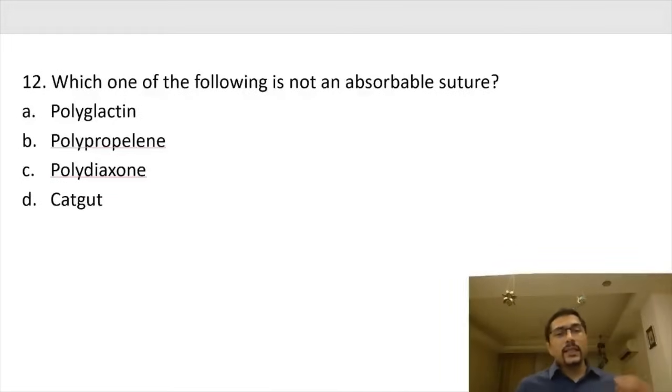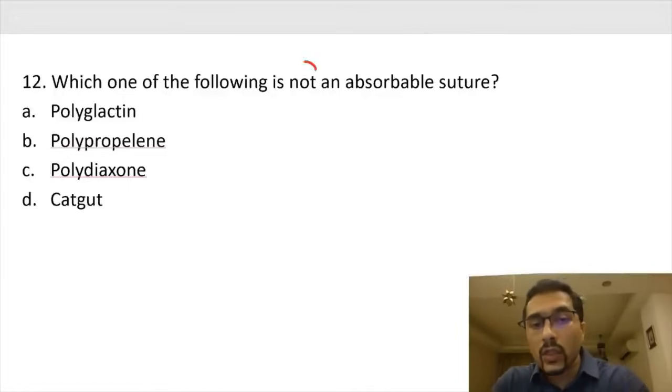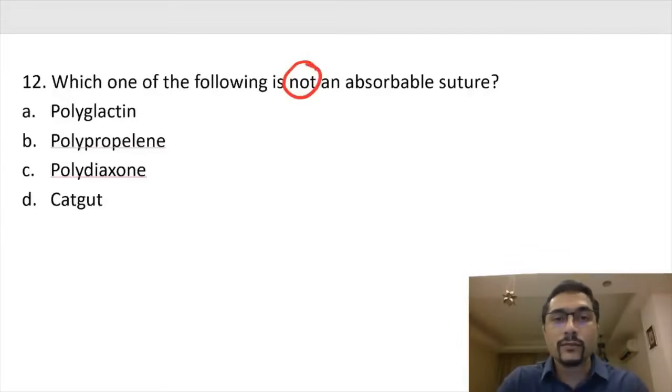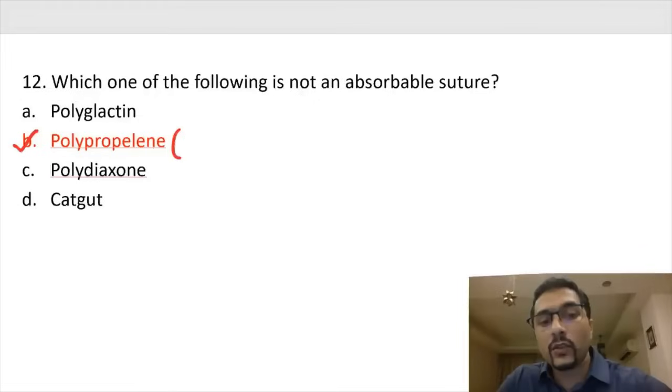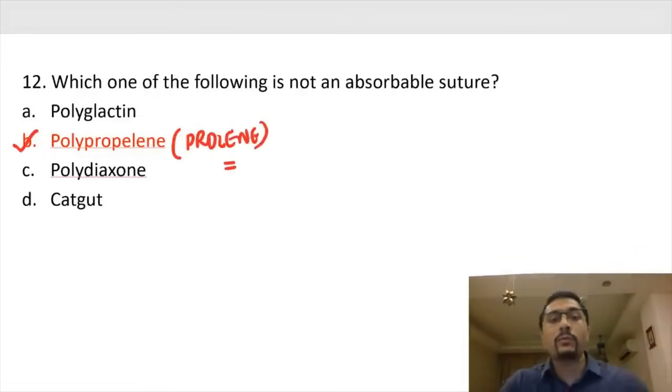So invariably there is one question from sutures in your exam, and the question here is, which one of the following is not an absorbable suture? Right? Options are polyglactin, polypropylene, polydioxone, and catgut. So the answer here is polypropylene. Polypropylene, you know, is proline, and proline is a non-absorbable suture. The others are all absorbable sutures.